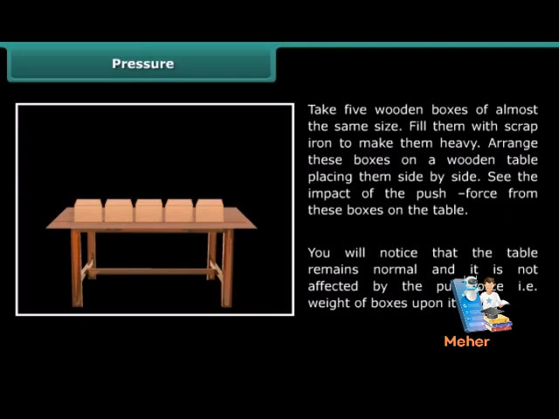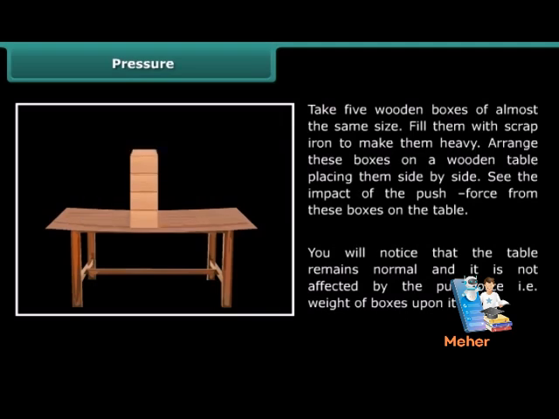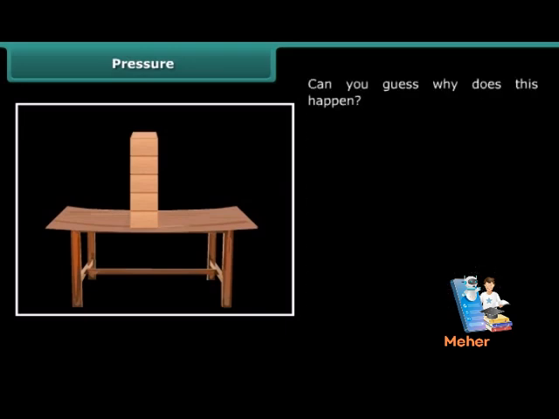You will notice that the table remains normal and it is not affected by the push force, that is, weight of boxes upon it. Now, rearrange these boxes on the same table, placing them towards the center and one over the other. Now see the impact. In this arrangement, the table either bends or breaks under the weight of boxes. Can you guess why does this happen?